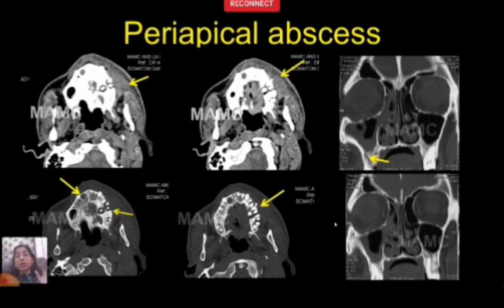So remember that we are not looking for periapical cysts or radicular cysts, but generally what comes to radiology is the complication because of periapical abscesses, and then you are the person to point out an odontogenic cause.